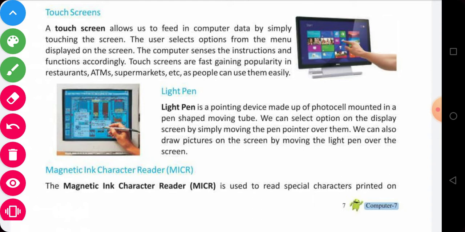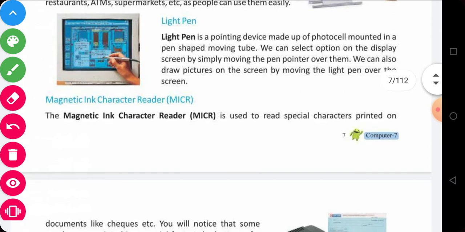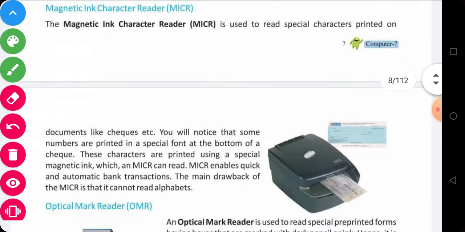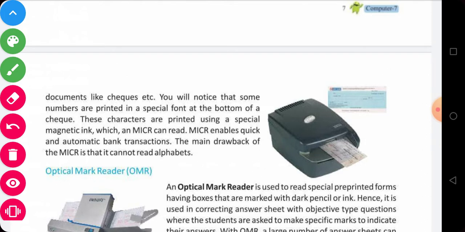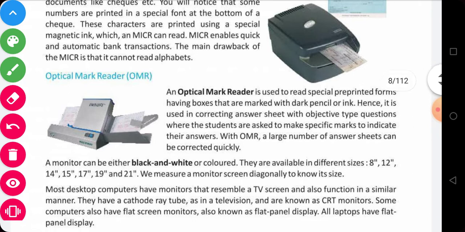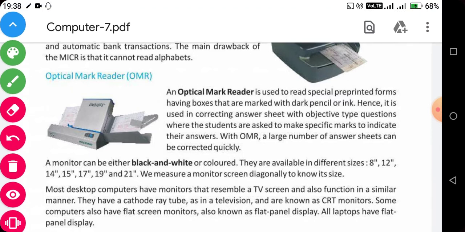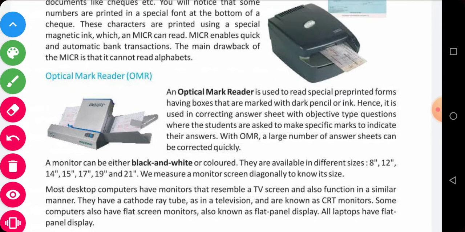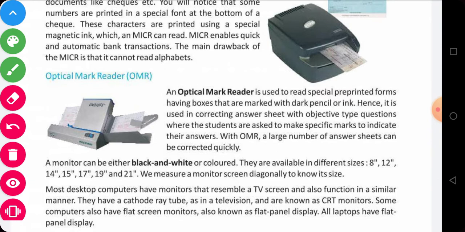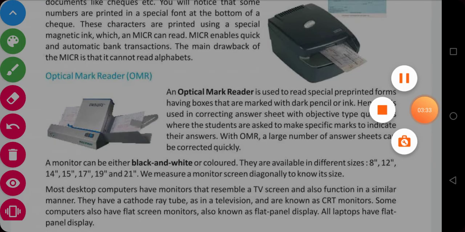So the third type of output device is the magnetic ink character reader. MICR is used to read special characters which are printed on cheques, and they can be read with the help of this device only. Next one is the optical mark reader. Optical mark reader is used to read special pre-printed forms having boxes that are marked with dark pencil or ink. Hence, it is used for correcting answer sheets with objective type questions, where the student is asked to make a specific mark indicating their answer. With OMR, a large number of answer sheets can be corrected quickly.